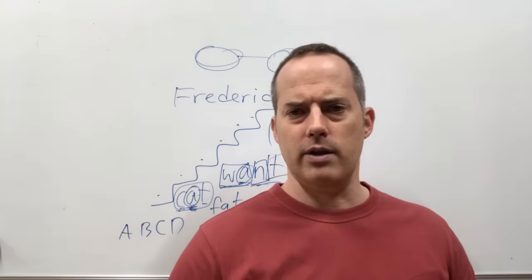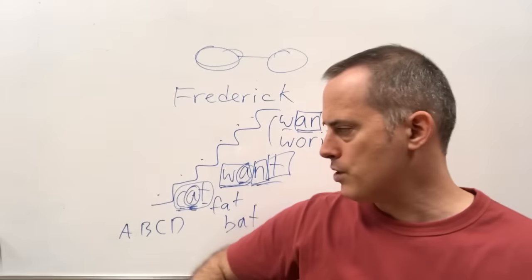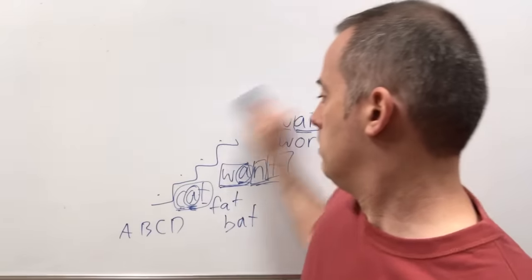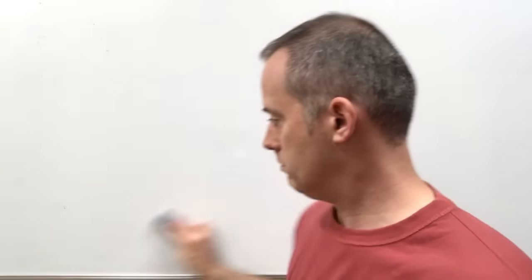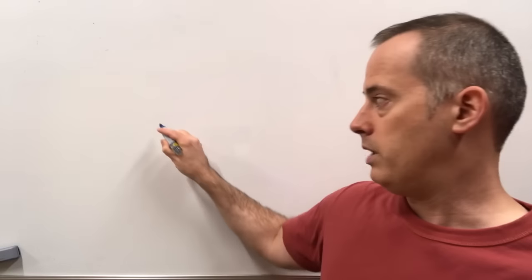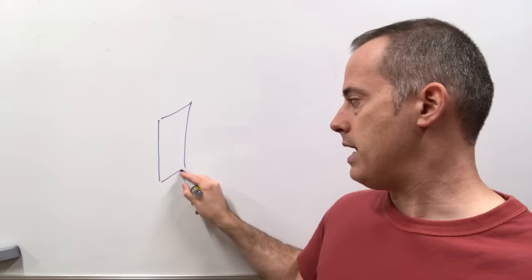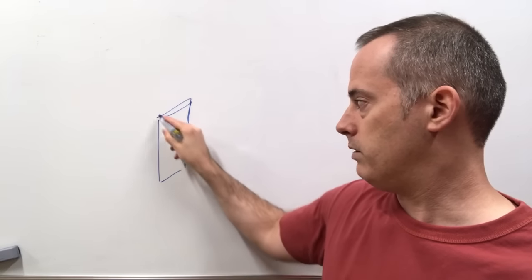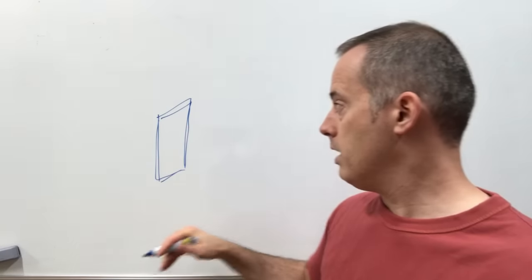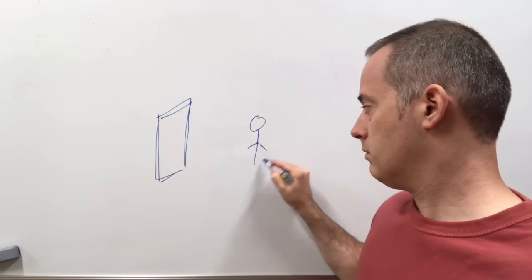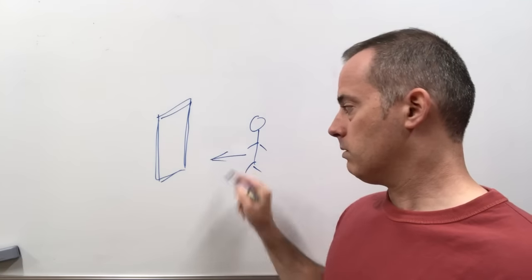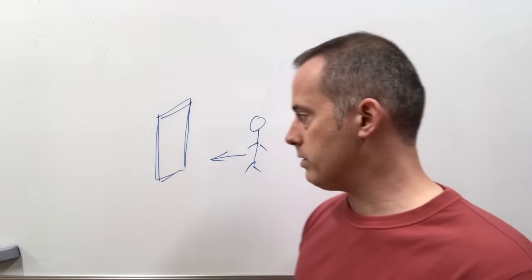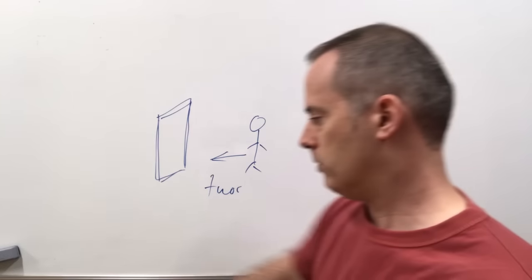Tampan, if I'm pronouncing that correctly, asks: what is the difference between into and towards when we talk about movement? Sure. Let's imagine we have a doorway here. So this is just a regular door frame. It's an open door, and I am over here. Now I can be moving toward the door.